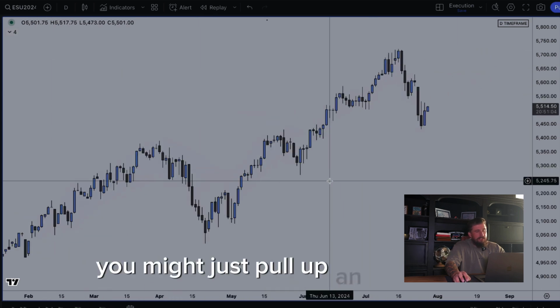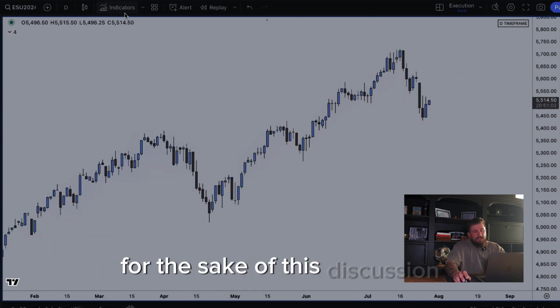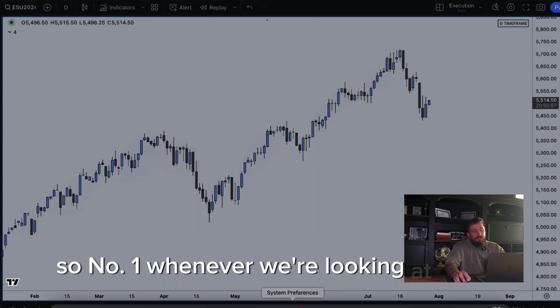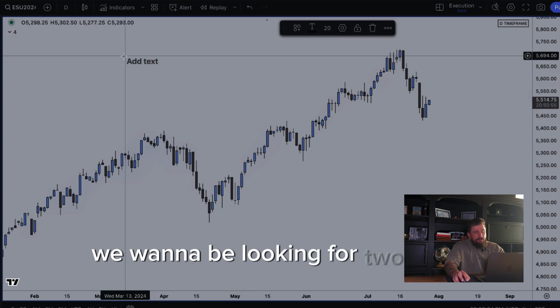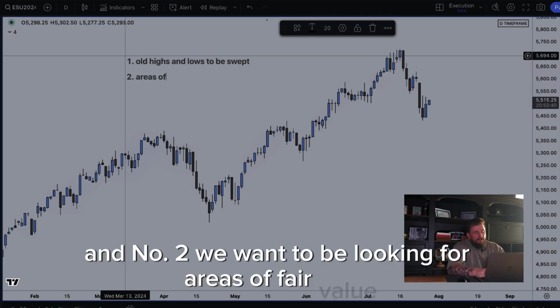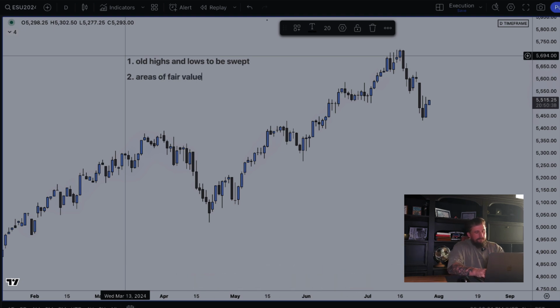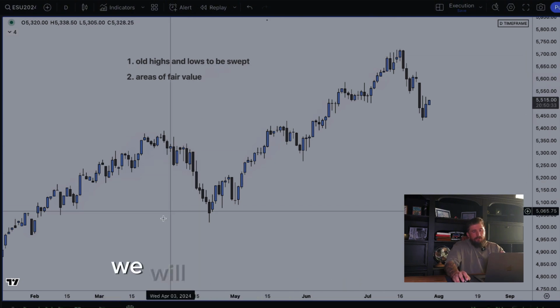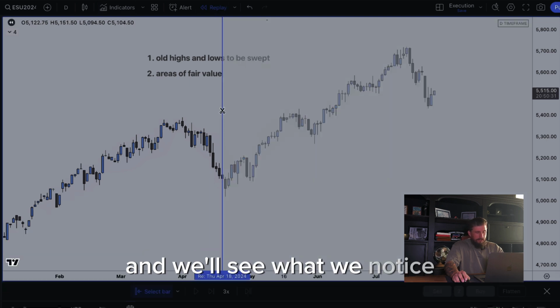You might just pull up an ES chart. For the sake of this discussion, this is what we will be doing. Number one, whenever we're looking at charts, we want to be looking for two main criteria. Old highs swept, and number two, we want to be looking for areas of fair value. So with this in mind, we will go through these charts and we'll see what we notice.